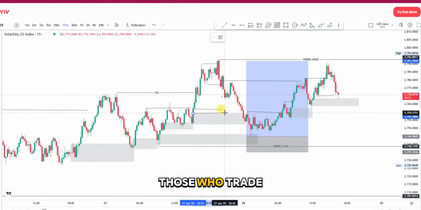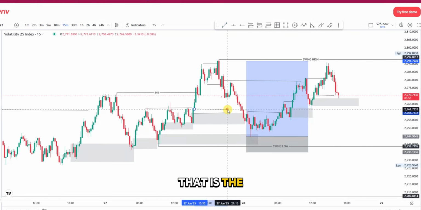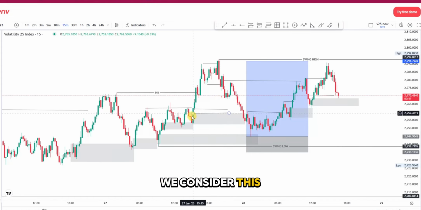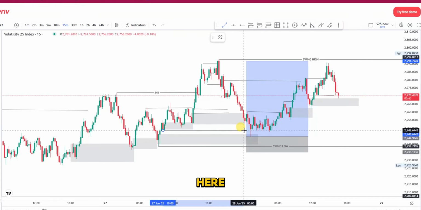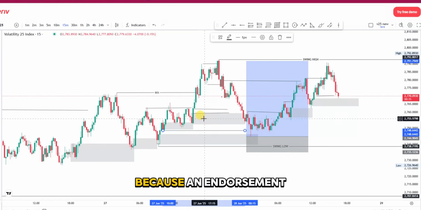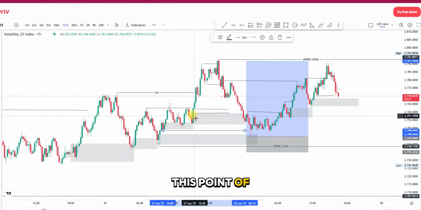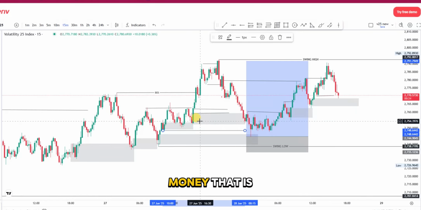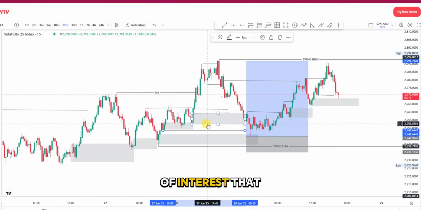So we, those who trade the advanced smart money concept, that is the liquidity trading concept, we consider this as a trap or as an inducement. So in this case, I consider the whole of this as an inducement. So now I bring my inducement here because I know most people will be taking their trade around this zone, because an inducement occurs when a point of interest is too obvious. Anyone can spot this point of interest, and the smart monies, that is the big players, want us to see points of interest that are too obvious.